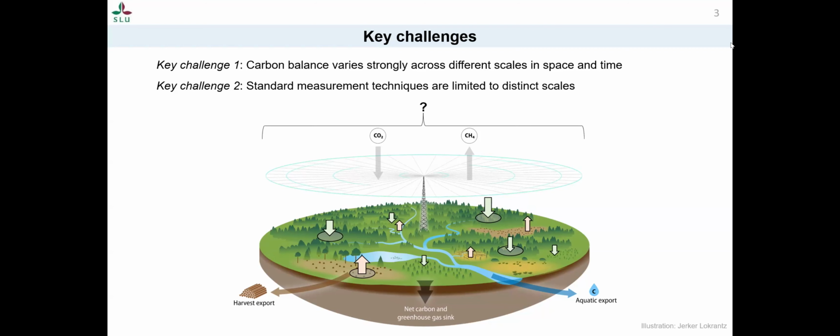So in the end, understanding how this entire forest landscape acts as a carbon sink or source is very difficult to quantify. The only way to do it is to use models that are trained by the snapshot measurements to then simulate the carbon sources and sinks across the rest of the landscape.